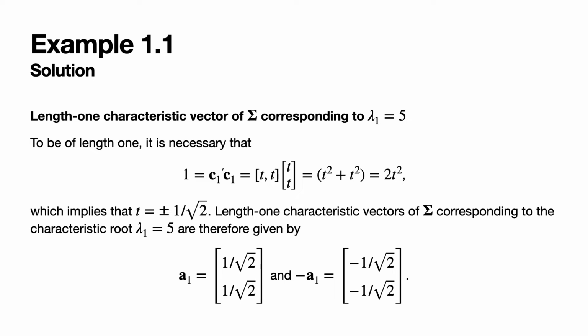A1 equal to the 2 by 1 vector with entries 1 over the square root of 2 and 1 over the square root of 2, and also the negative of that vector, which is the vector in the opposite direction, with entries negative 1 over the square root of 2 and negative 1 over the square root of 2. Each of those is a length 1 characteristic vector of cap sigma corresponding to the characteristic root lambda 1 equal to 5.